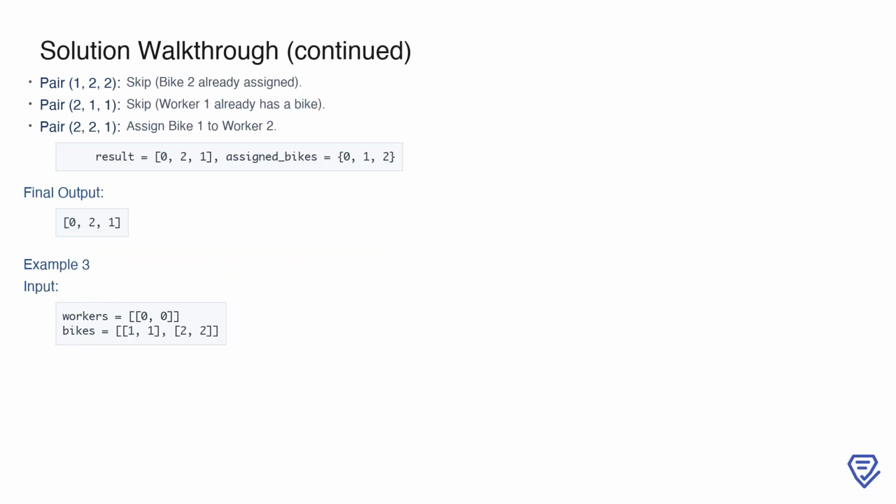Continuing from the sorted list, we encounter pair 1, 2, 2, which is skipped since bike 2 is already assigned. The pair 2, 1, 1 is also skipped because worker 1 already has a bike. Next, pair 2, 2, 1 assigns bike 1 to worker 2, completing the assignment as 0, 2, 1, with all bikes now assigned. This solution ensures that each worker is assigned a bike while minimizing the total Manhattan distance. The final output for this example is 0, 2, 1, where worker 0 gets bike 0, worker 1 gets bike 2, and worker 2 gets bike 1.